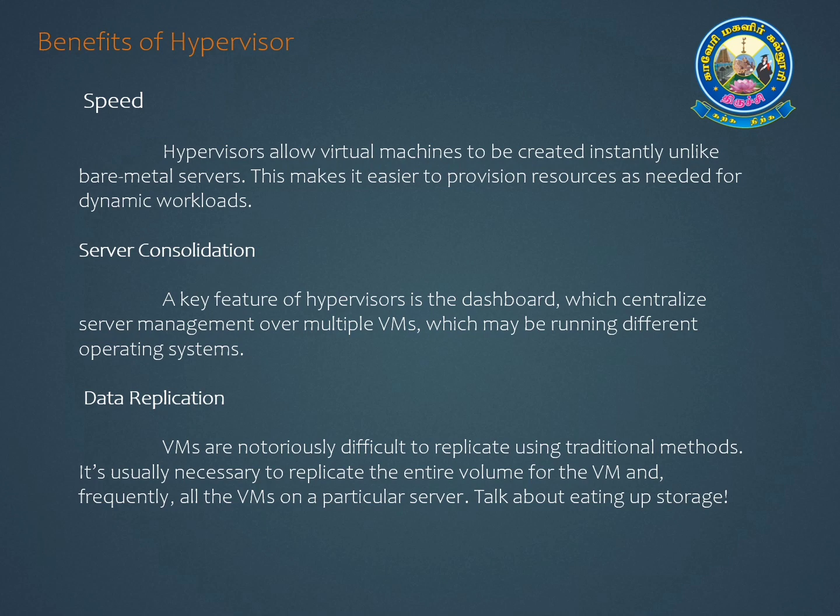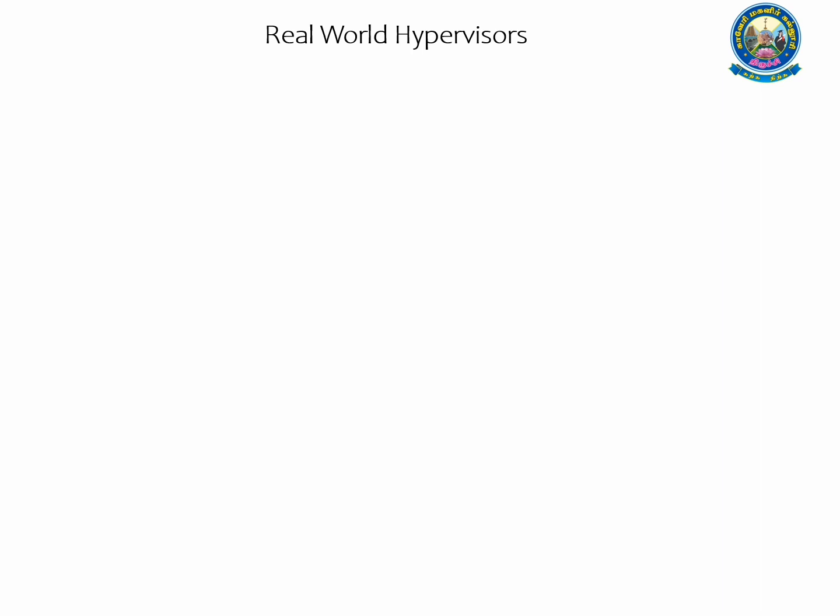And data replication. VMs are notoriously difficult to replicate using traditional methods. It is usually necessary to replicate the entire volume for the virtual machines. And frequently, all the virtual machines on a particular server end up eating up storage. Storage is very important. And then there are uses in current products such as Microsoft Hyper-V and VirtualBox.